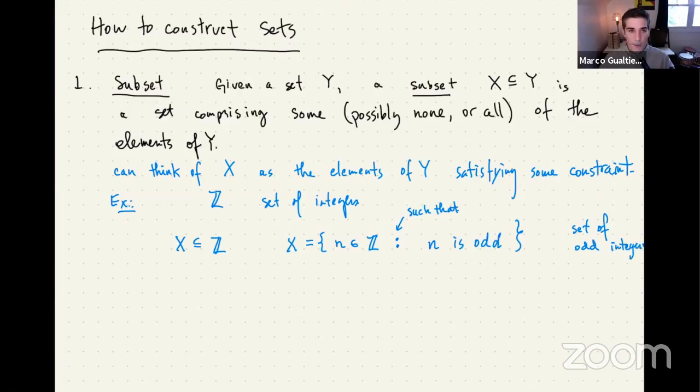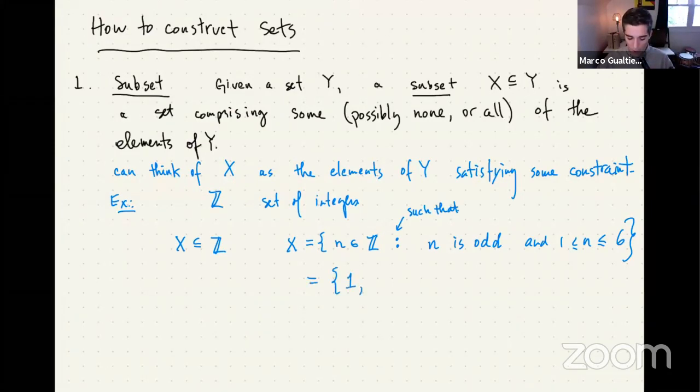But I could also put more constraints. I could also say n is odd and n is between 6 and 1. So this turns out to be the same as the set 1, 3, and 5. I've just written it in a different way, and it is a subset of the integers.